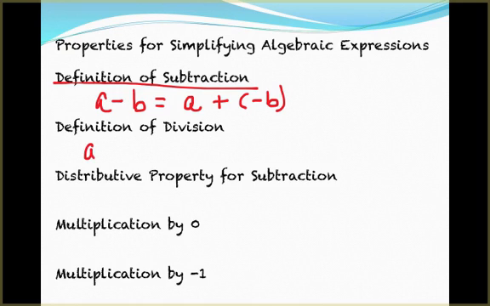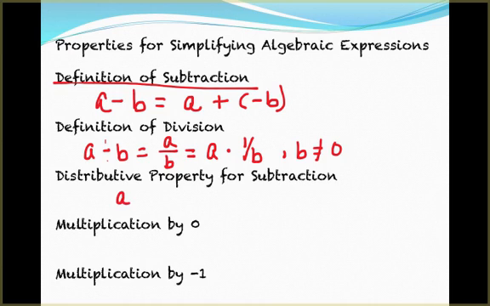Division, what does it mean? Well, if I have A divided by B, first of all, we need to realize that that can be written as a fraction. Fractions are division problems. But A divided by B is the same thing as A times 1 over B, as long as we specify that B could never equal 0. The distributive property for subtraction is just like the distributive property for addition, except inside your parentheses you have a subtraction problem. So if you have A times B minus C, you get A times B minus A times C.